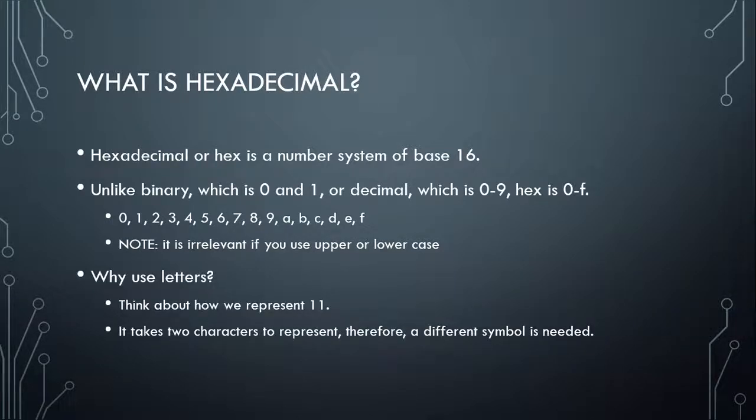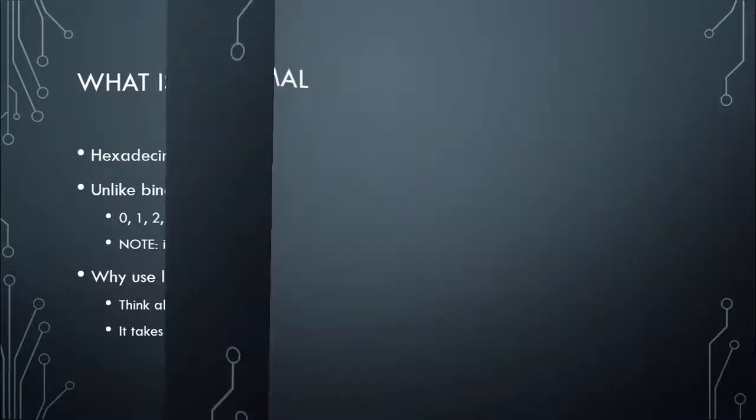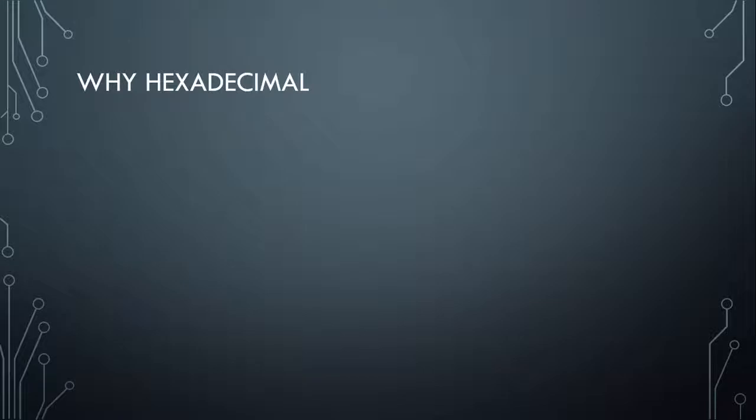Now, why use letters? Because you're probably like, well, what does A mean? What does B mean? I don't understand. Why can't we just have it like another number? Well, let's just think about, for example, if we want to represent 11. It takes 2 characters in decimal to represent it. Therefore, if we want to keep 1 character per slot, a different symbol is needed. And rather than invent a whole new character that we're going to have to give a name to, and most people will not understand, we simply decided, hey, let's just go into the alphabet. And so we did.